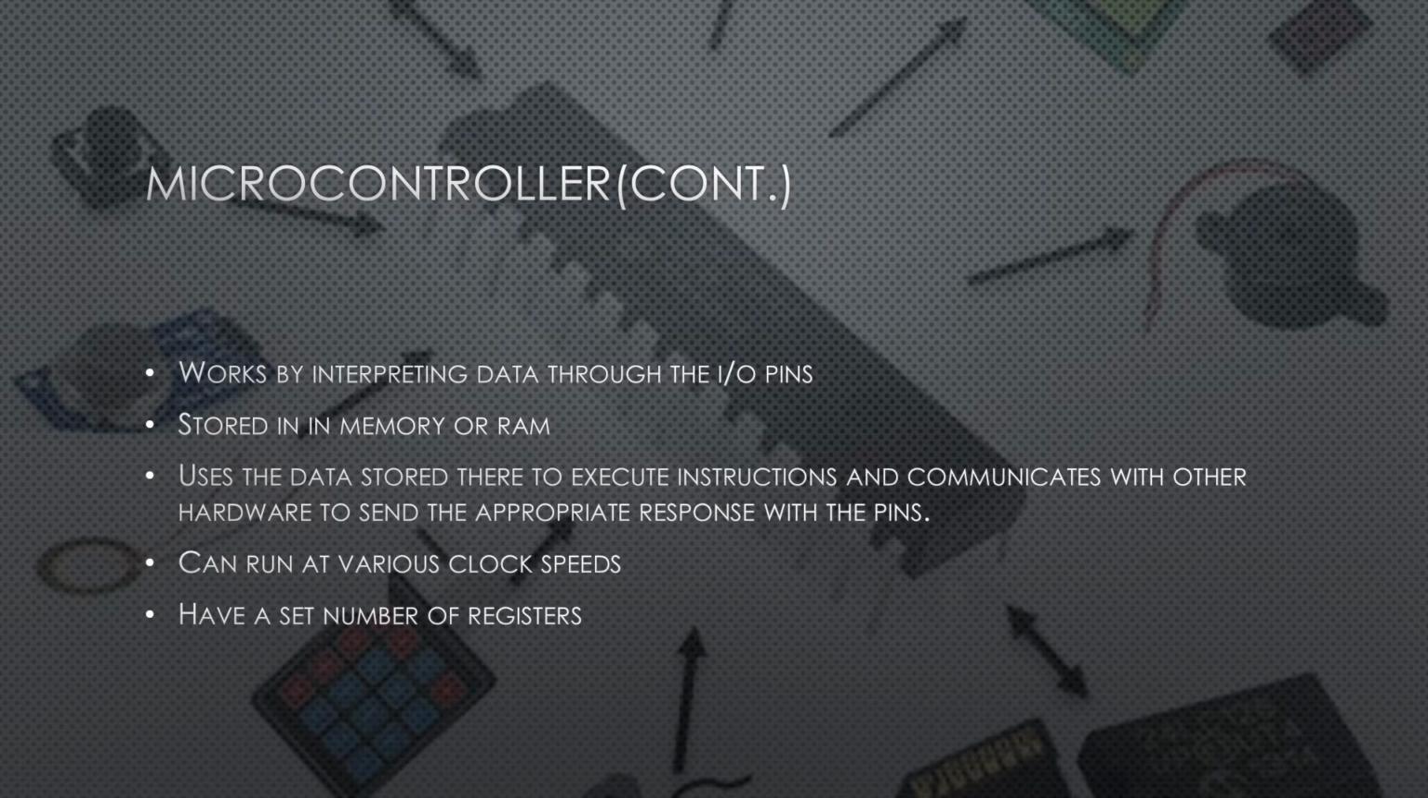How a microcontroller works is that it interprets data through its input-output pins. Whatever is interpreted is stored, of course, just like any CPU, in RAM, and it uses whatever is stored in RAM to execute, whether it be instructions, and it communicates with other hardware to send the appropriate response with the use of its input-output pins. All microcontrollers run at different clock speeds, and they all have a different number of registers. Now, a register is a type of memory that can hold and send different types of data or instructions.